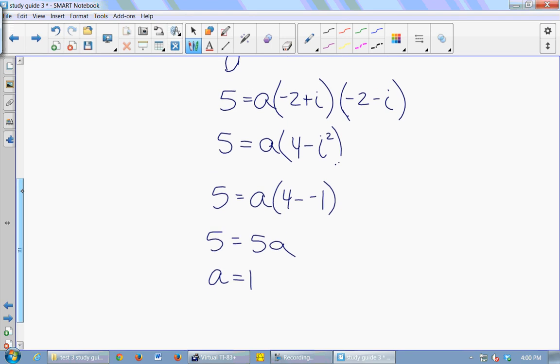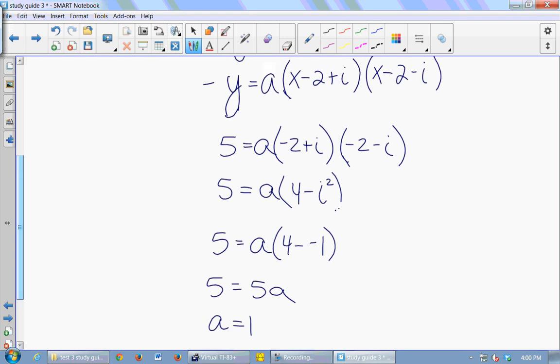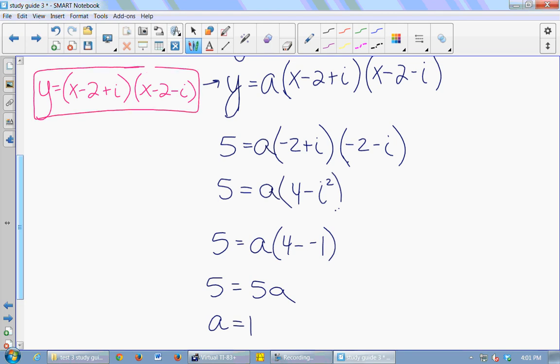So my final factored form will look like this, but I now know that a is just 1. So my equation is going to be y equals (x minus (2 plus i)) times (x minus (2 minus i)). There's my factored form. And then to come up with a polynomial form, I just multiply these out. We just distribute everything in the first set of parentheses to everything in the second set of parentheses. So I'm going to have y equals, take the x in the first set of parentheses, distribute it to all 3 terms in the second.